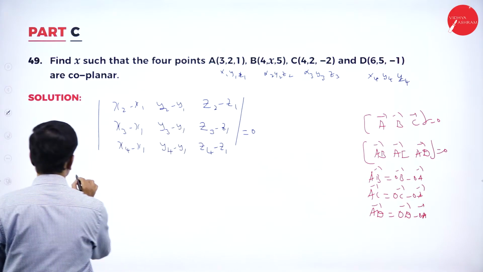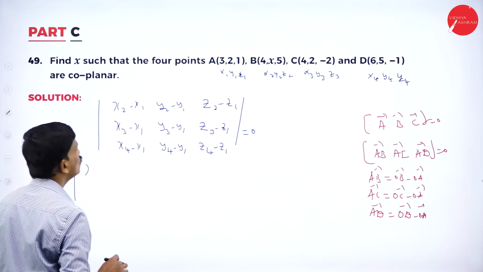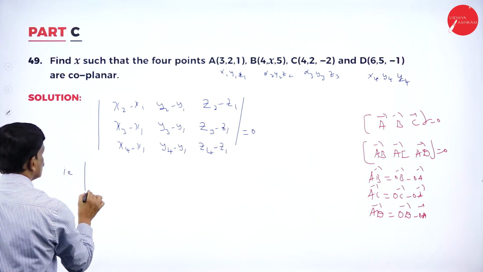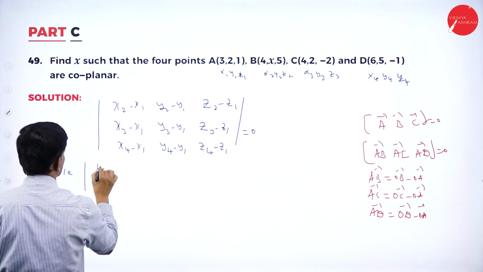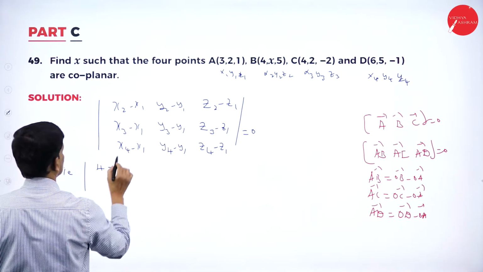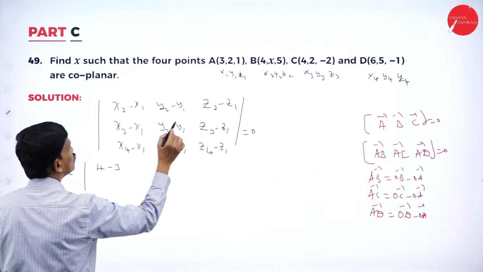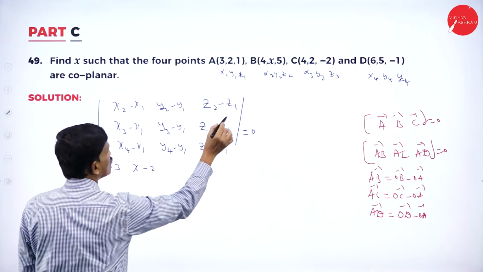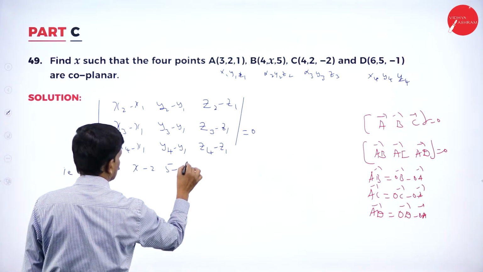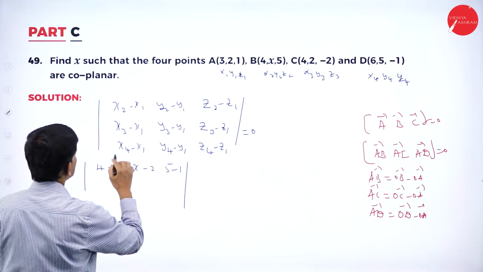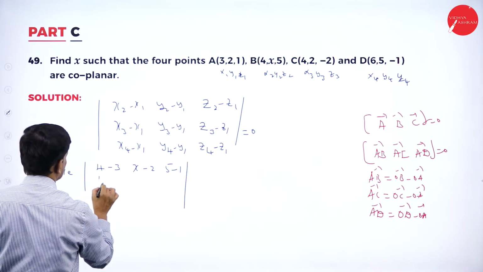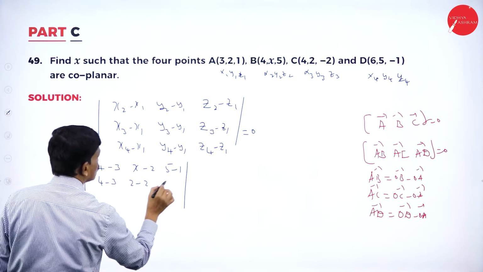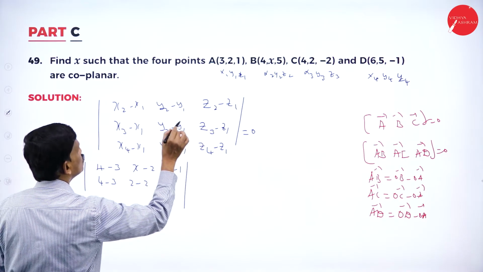Substitute here. That is what you are going to get. What is x2? Let us take x2 minus x1. x2 is 4 minus x1, x1 is 3, and y2 is x minus y1, which is 2, and z2 is 5 minus 1. Right. Similarly, x3: 4 minus 3, then y3: 2 minus 2, then z3: minus 2 minus 1.